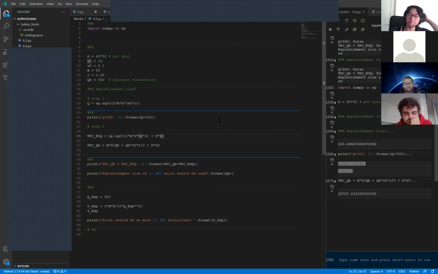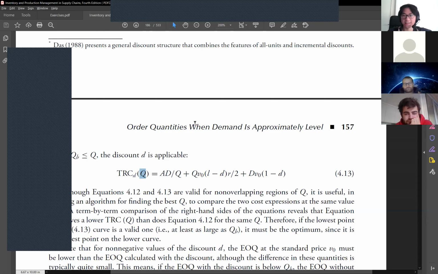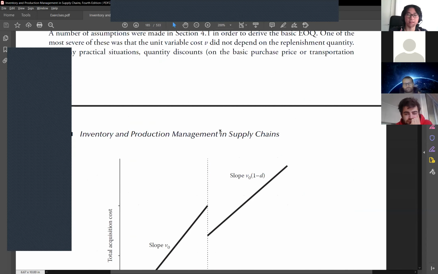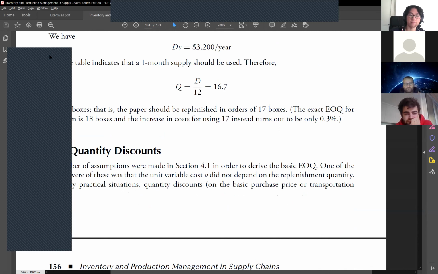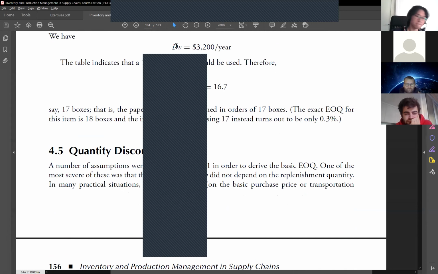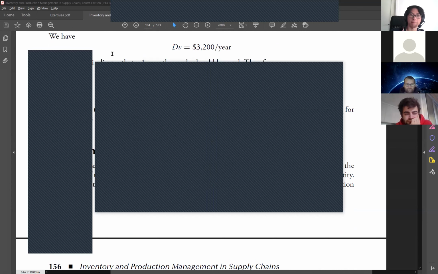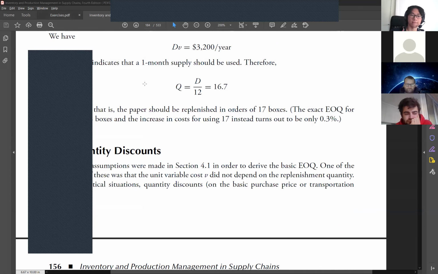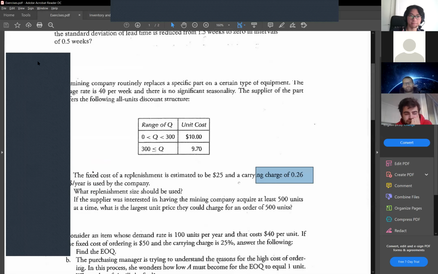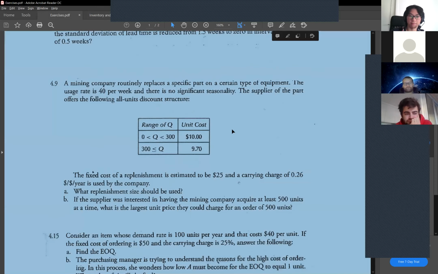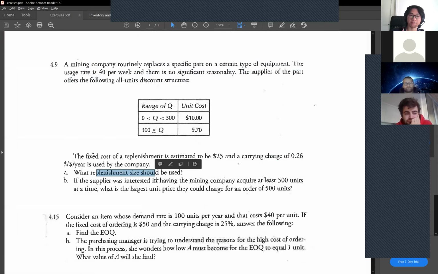So it's a bit tricky. And if you want more explanations, I'm not sure I explained this perfectly, but it's all written in the book in chapter 4.5. Is this clear? Can we move on? Which means our replenishment size should be 300.